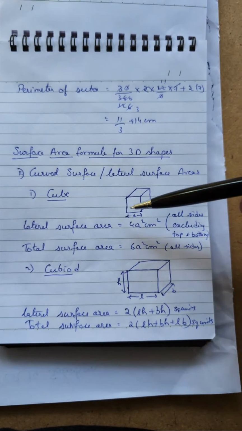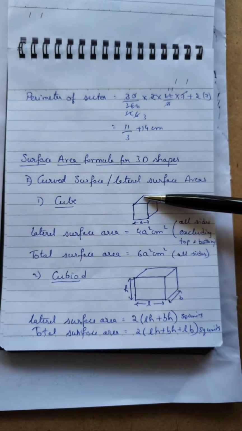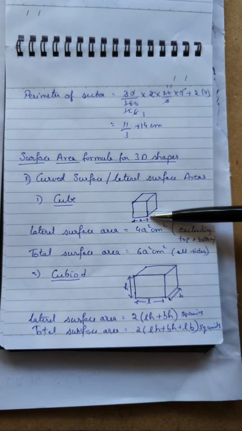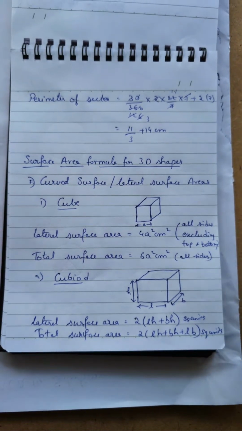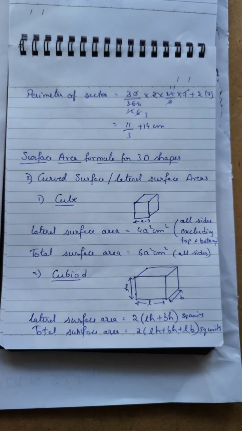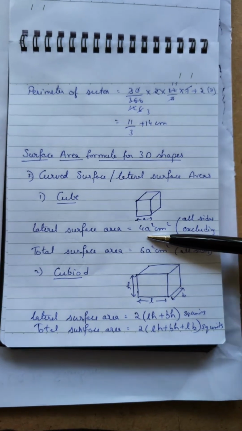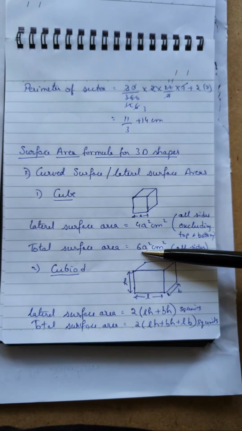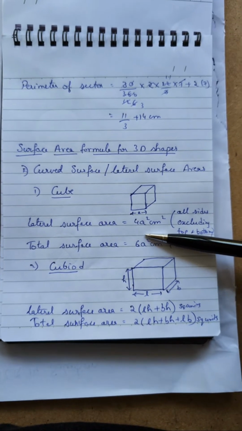See this diagram of a cube here. This has one side, this has a second, this has a third, the back side will become another one, and the other back side will have another one, and the bottom is another one. So in total it is constituted of 6 squares. But as I mentioned, the lateral surface area excludes top and bottom, so we have 4 squares, that is 4a square, because each square's area is a square. Whereas the total surface area, as I mentioned, is for all sides. As we have 6 sides for a cube, it is 6 into a square, that is 6a square.